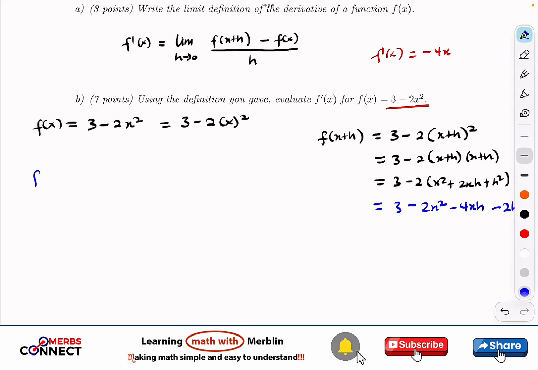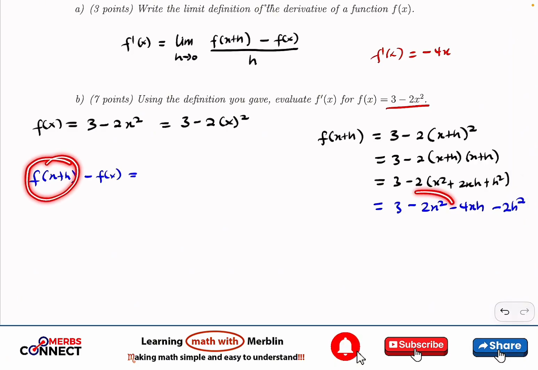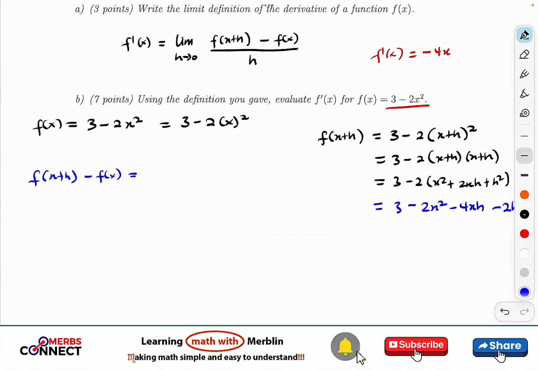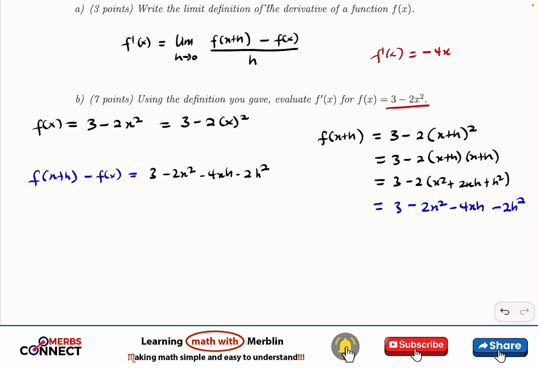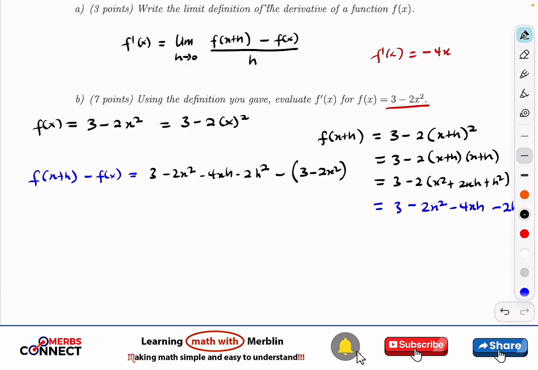So right now I need f of x plus h minus f of x. So this here is equal to what is here. So I'm going to have 3 minus 2x squared minus 4xh minus 2h squared minus my f of x. Now don't forget, anytime I'm taking the minus, I need to make use of the parentheses. So I'm going to put this one into parentheses and have 3 minus 2x squared.